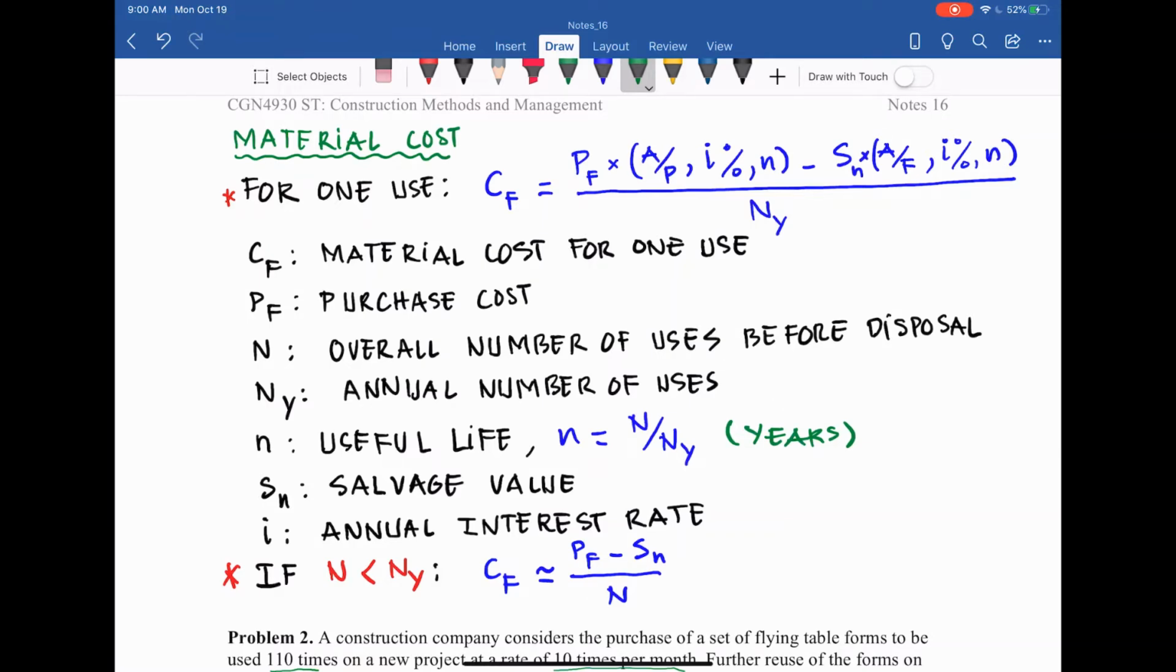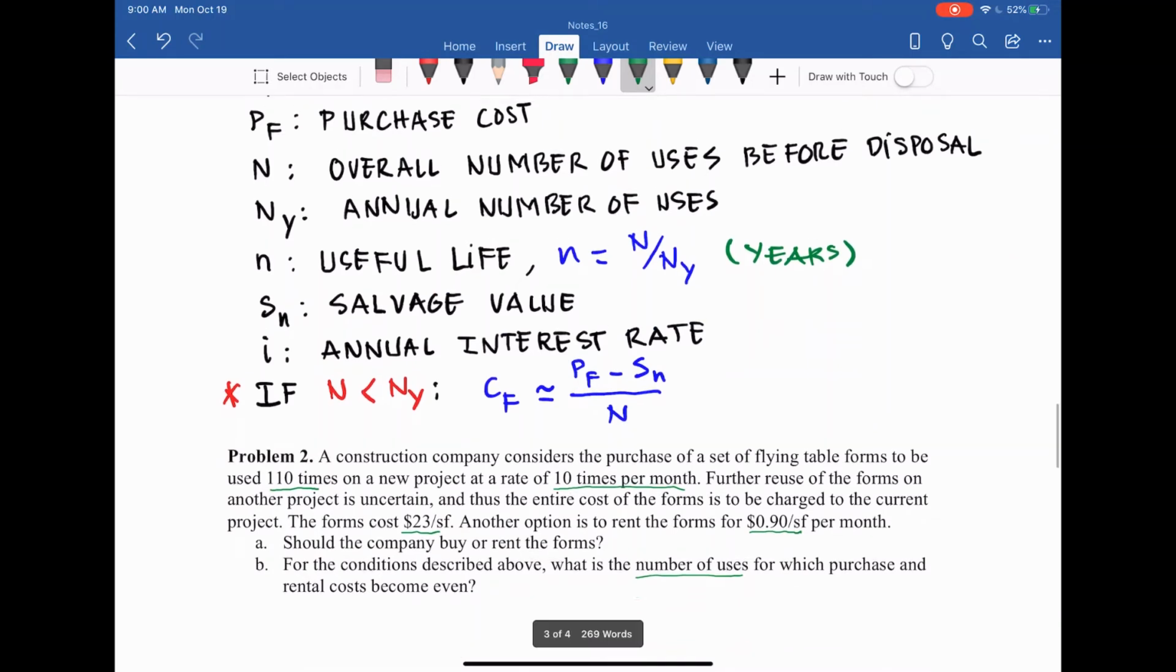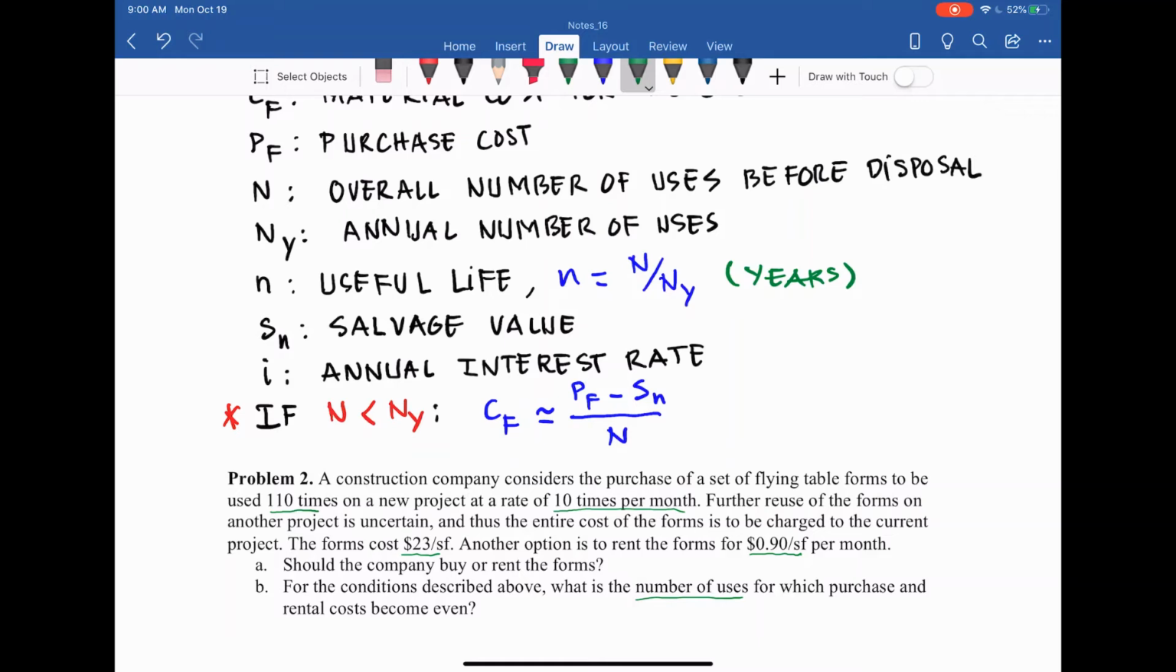this one. And then if N is less than NY, it means that the overall number of uses is less than the annual number of uses. What that means is we use this form in 1 year only, less than 1 year. So we can approximate and ignore the capital cost. We see the interest as 0. Then CF is approximately equal to PF minus Sn over N.